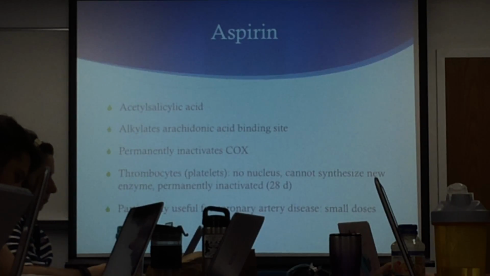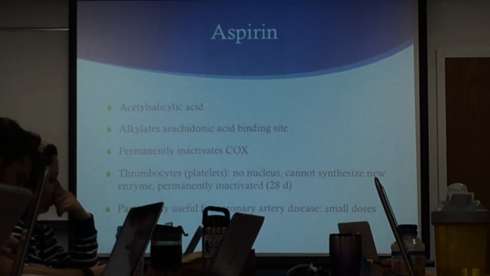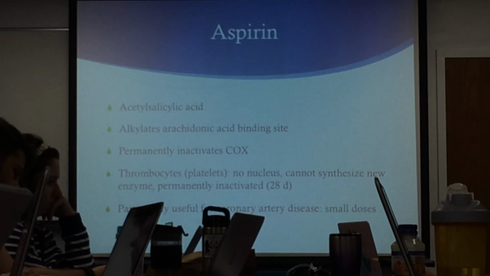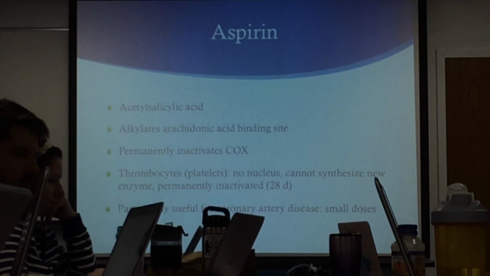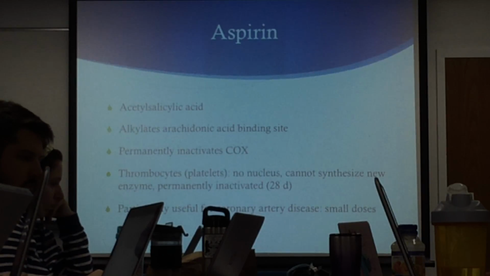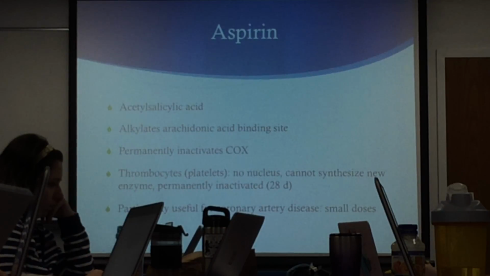And the reason that aspirin basically is used predominantly for one thing, and that's as a prophylactic for coronary artery disease. So with coronary artery disease, the problem is you're forming blood clots inside your coronary arteries, inside your blood vessels. And platelets are involved in that process. And in order for platelets to form blood clots, it has to generate thromboxane. The important thing about platelets is that they don't have a nucleus, which means they can't make more cyclooxygenase. So when you treat platelets with aspirin, you permanently inactivate the cyclooxygenase.